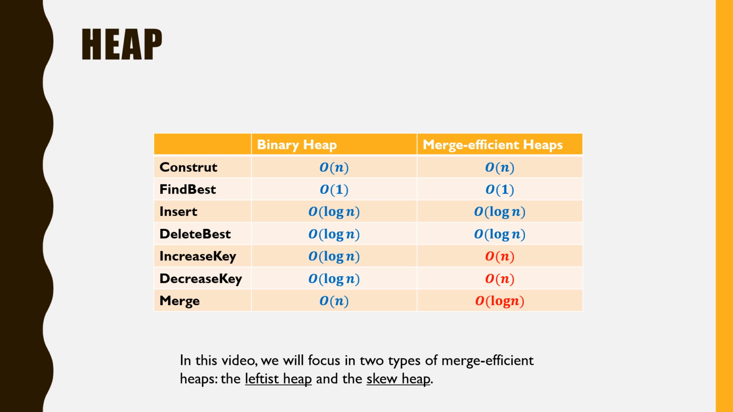In this video, we introduce two merge-efficient heaps, the leftist heap and the skew heap, both of which can perform the merge operation in O(log n) time. However, this efficiency comes at a cost. These data structures increase the time complexity of the increase key and decrease key operations to O(n). The time complexity of the other major heap operations remain unchanged.